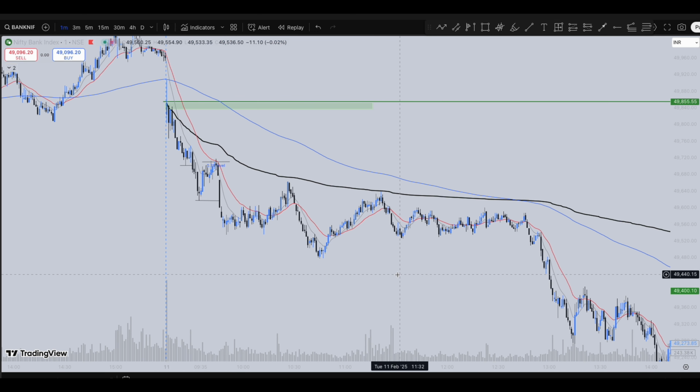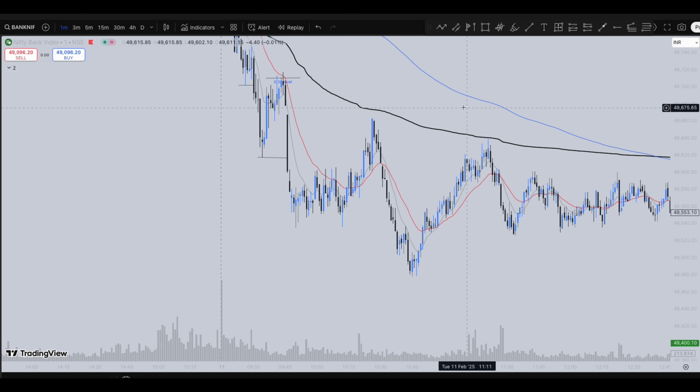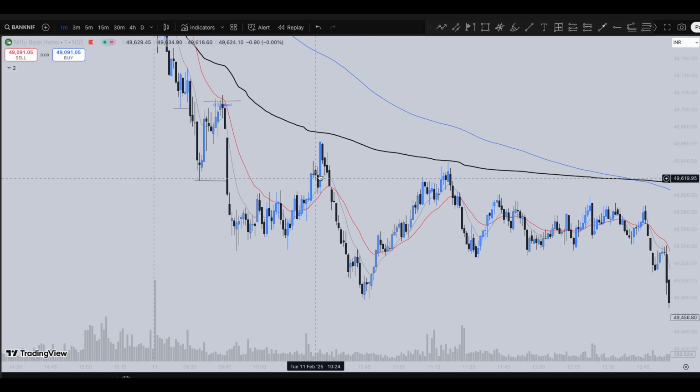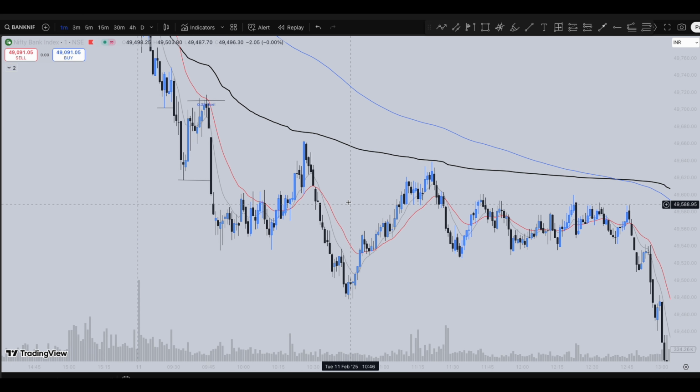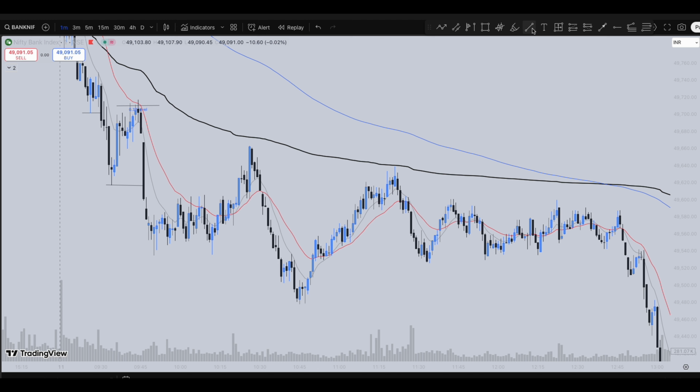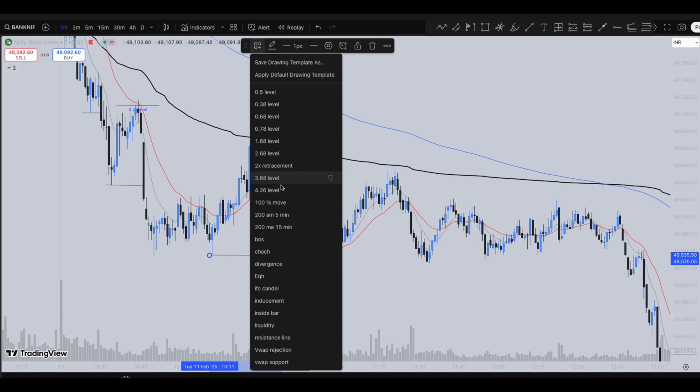But what we need to see here is that this impulsive momentum, which clearly was not that impulsive, with no fair value gaps, is clearly trying to break structure towards the downside. This is a break of structure.